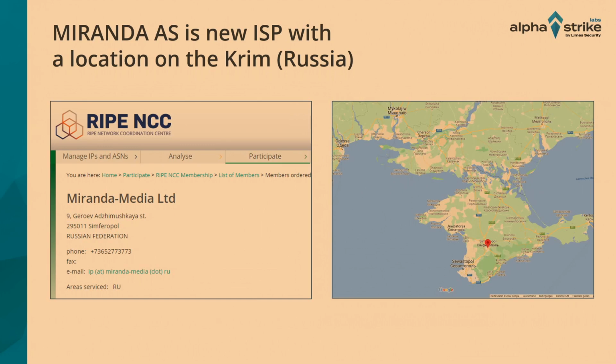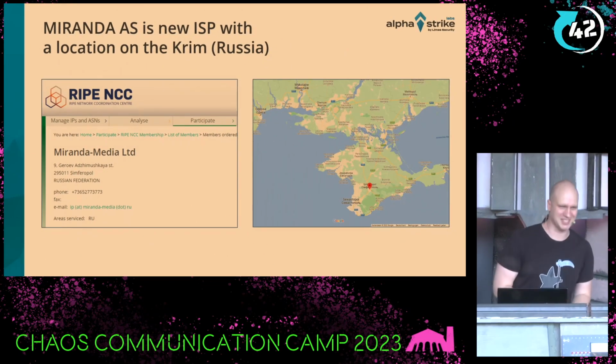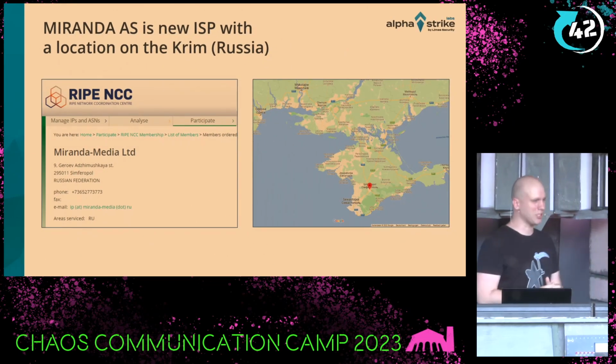There was a change in the BGP data. Very interesting, the 1st of May is also a holiday in Ukraine, right? Day of Labor. And we can see Miranda Limited is an ISP which was founded in 2014 in Crimea. Interesting, right? And in the RIPE data, they state it's in Crimea and belongs to the Russian Federation. So it looks like a Russian ISP.